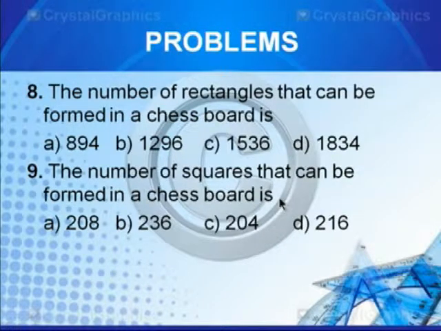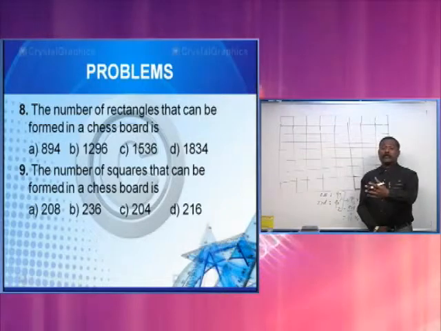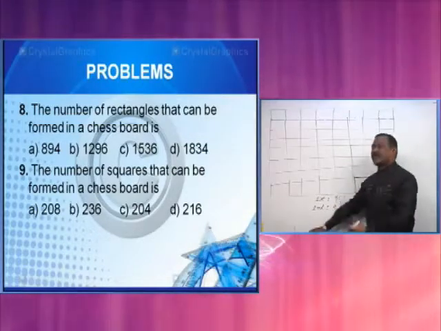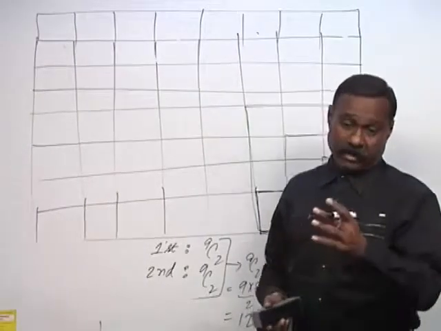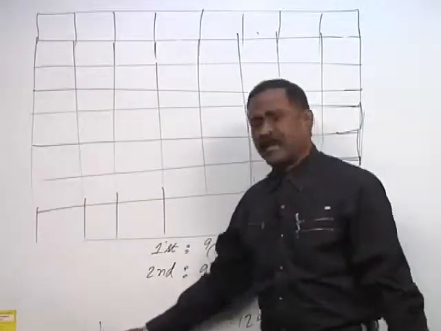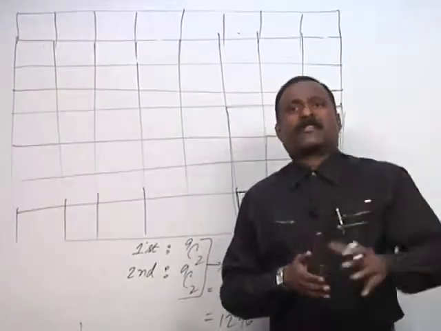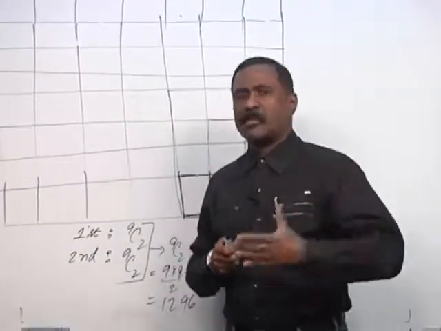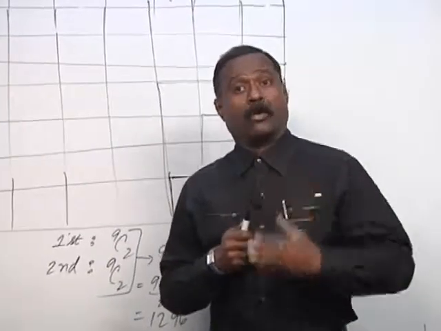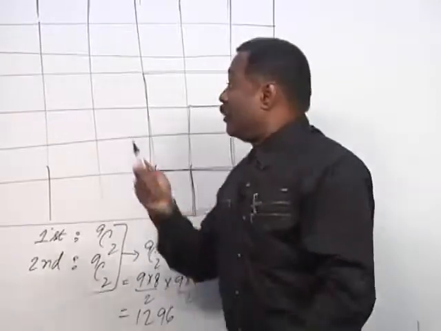The number of squares that can be formed on a chessboard, just go through the question and answer it on your own, and if you get the answer, that will be good. Otherwise, we will see this in the next class, and we will be discussing more and more questions in the coming 2 sessions, along with concepts. So you try this one.